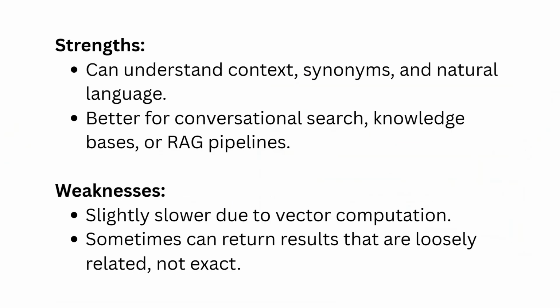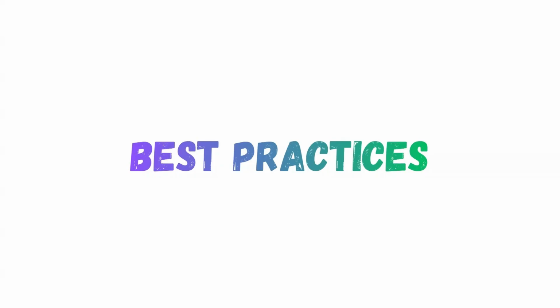Let's talk about how semantic search is better. Semantic search can understand context, synonyms, and natural language. It is also better for conversational search, knowledge bases, or RAG pipelines. But in terms of weakness, it is slightly slower due to vector computation and can sometimes return results that are loosely related or not exact. Now, let's talk about some of the best practices for RAG implementation using the PGVector database.